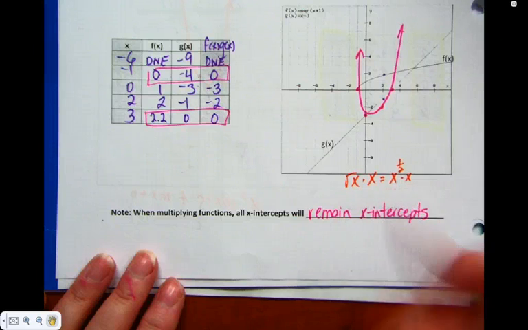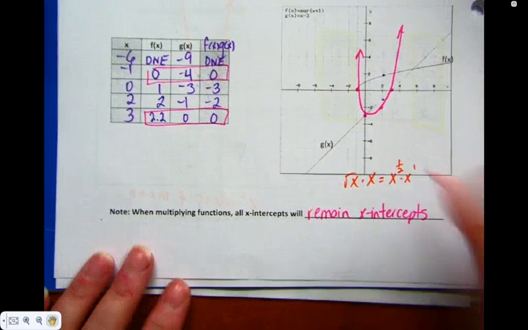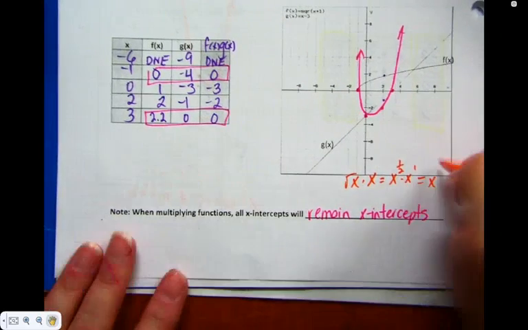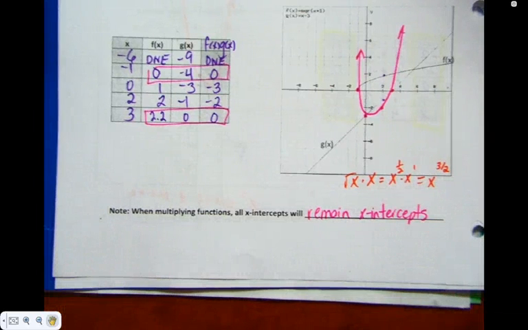When we multiply bases, what do we do with the exponents? You add them. So this is actually the graph of x^(3/2), or x to the 1.5, which you've never seen before. It's got a hook shape to it. So it's halfway between a linear and a parabola, which is kind of cool. How are we feeling so far?